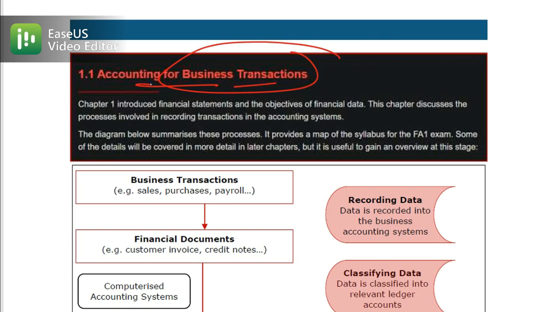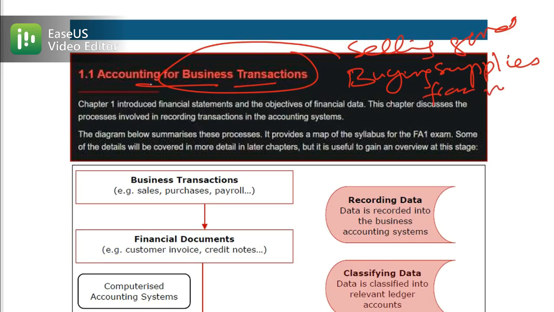For example, you are selling goods to a customer, or you are buying supplies from a vendor, and so on like that. In bank, salary to employee. So these are the starting point of all accounting records. Okay, this is step number one.